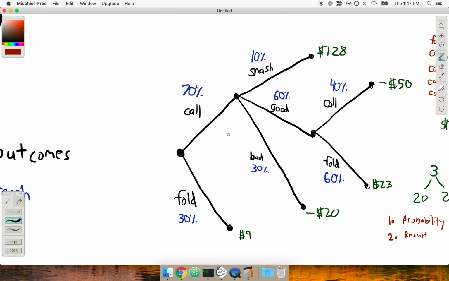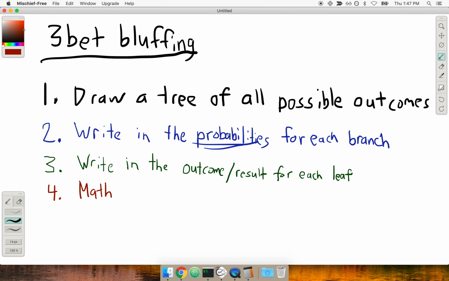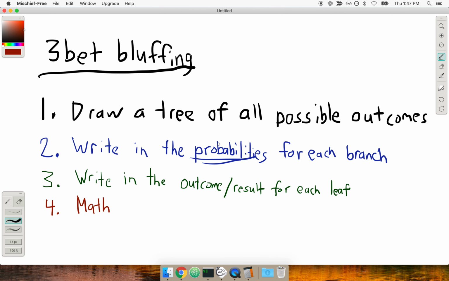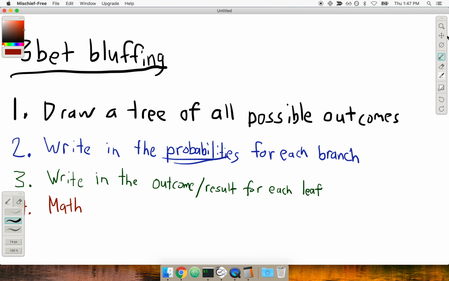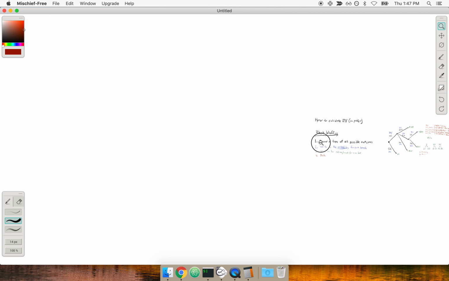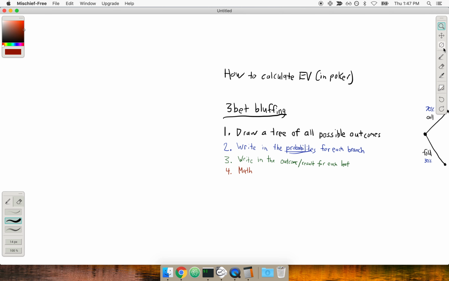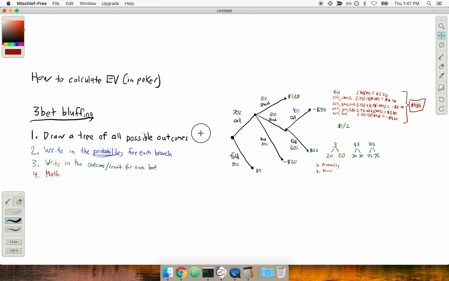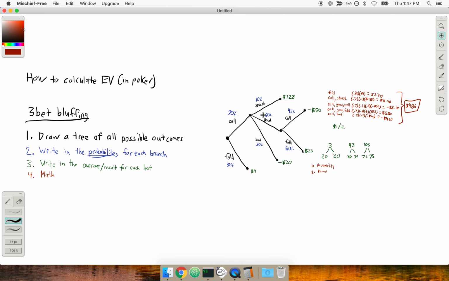So again, let's just go back to the steps. To figure out the expected value, first we drew a tree of all the possible outcomes, and I'm going to zoom out so you can see everything at the same time. So we drew the tree of all the possible outcomes. Then we wrote down the probability for each branch. What's the probability that we get called, that we smash the flop, that we have a bad flop. Then third, we wrote what the outcome is for each of the leaf nodes. And then fourth, we did a little bit of math.